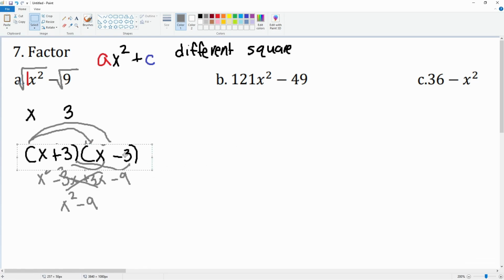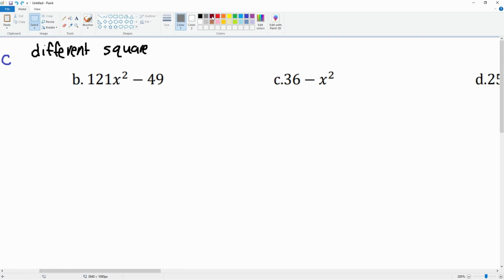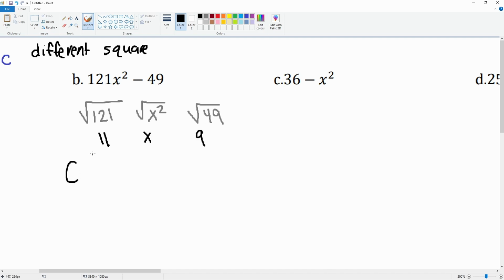All right, the next one. Again, b is missing, and they look like they're perfect squares. So I'm going to take the square root of 121, the square root of x squared, and the square root of 49. I'm doing it individually so you can see. The square root of 121 is 11. The square root of x squared is x. The square root of 49 is 7. So it's in that format: 11x and the number 7, 11x and the number 7. One of them is positive, the other one is negative.